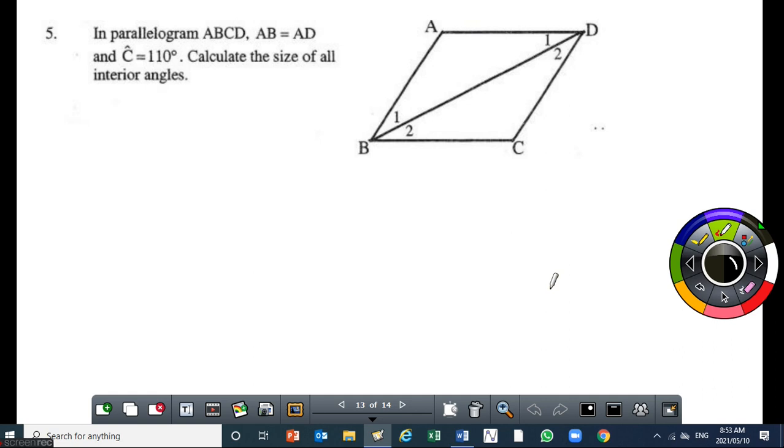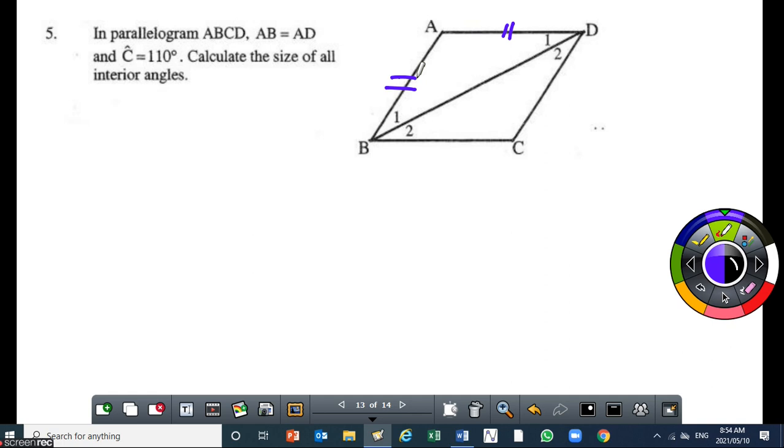Right, question five. So here we are told that ABCD is a parallelogram and AB is equal to AD, that is this side here is equal to that side. Let me use this color. So AD is equal to AB. That's what we are told in the question here. And ABCD is a parallelogram, okay?